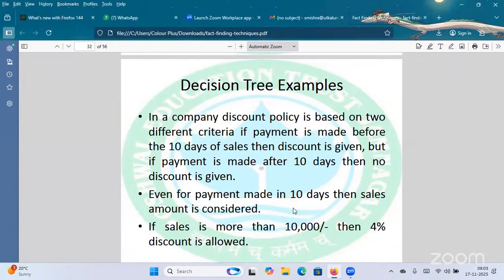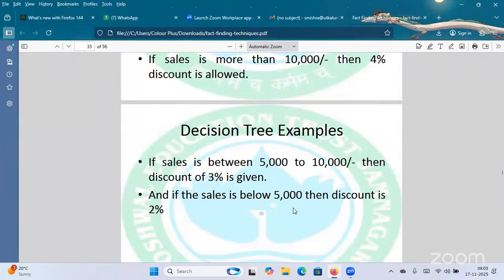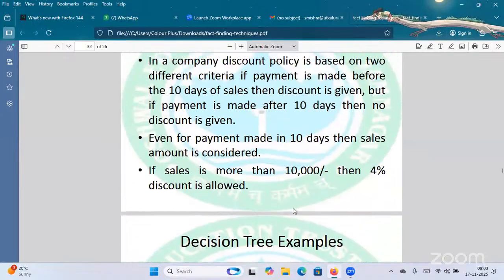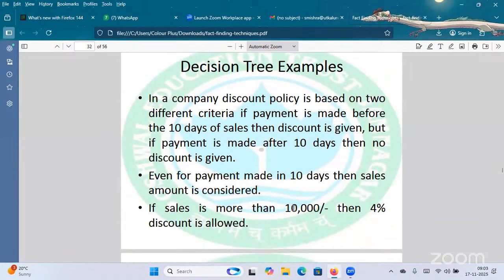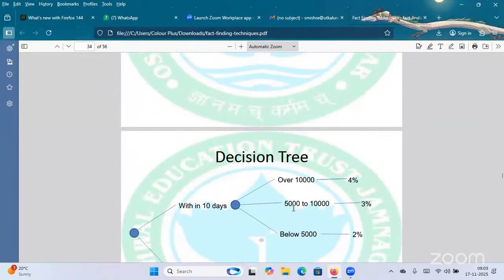So that is an example. Even for payment made within 10 days, the sales amount is considered. If sales is more than 10,000, then 4% discount is allowed. And if sales is between 5,000 to 10,000, then discount is 3%. And if the sales is below 5,000, then discount is 2%. So this is a problem on which you have to develop a decision tree, that is, condition and action rule.